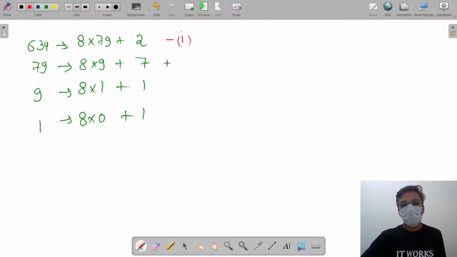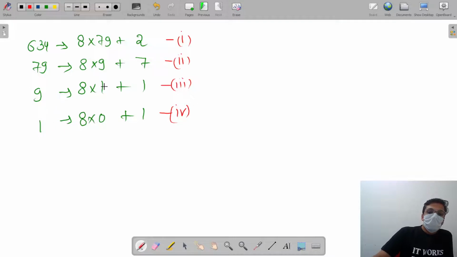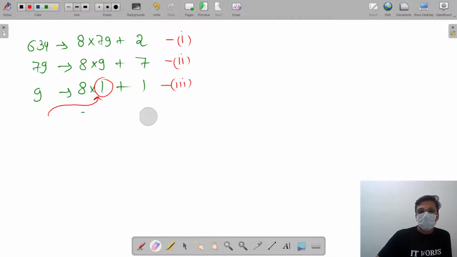Equation 1, 2, 3, and 4. So when we replace the value of 1 here by this, we get nothing changed. Our question is going to be similar because the value of 1 is 1. So we are neglecting this expression.